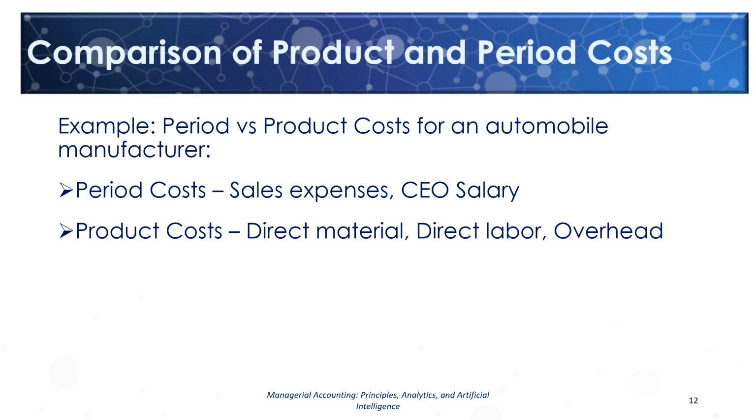This slide provides a useful example using an automobile manufacturer. Period costs include sales expenses and the CEO's salary. Product costs include direct materials, direct labor, and overhead. The key point is that product costs are part of making the product, while period costs support the overall business.